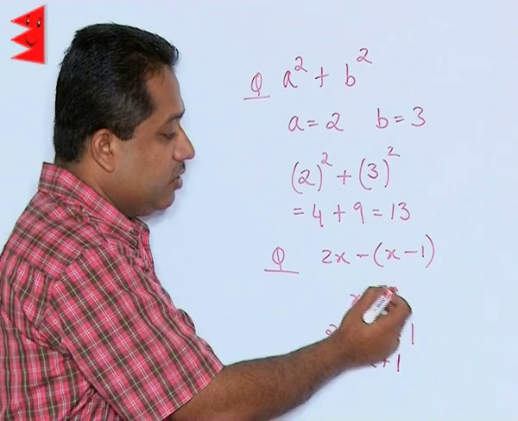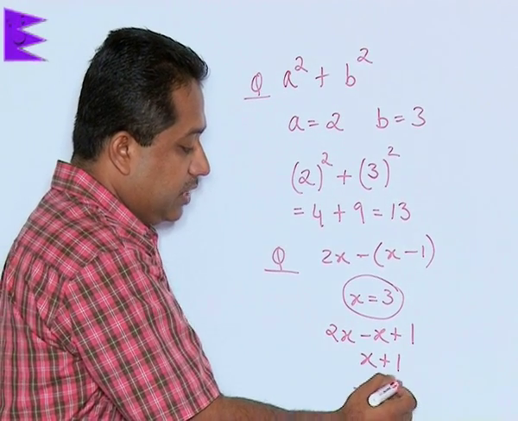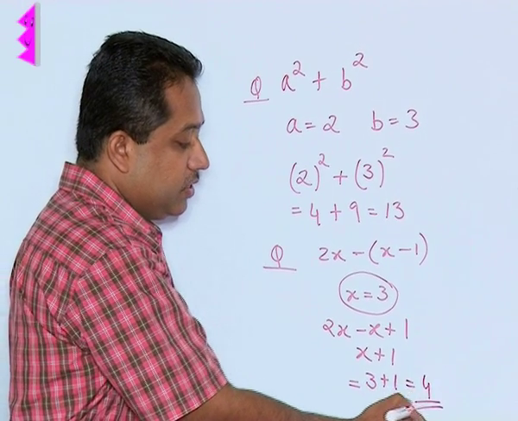The value of x is given to us as 3. So this value we are going to substitute here. So we get 3 plus 1. Therefore we get the final answer as 4.